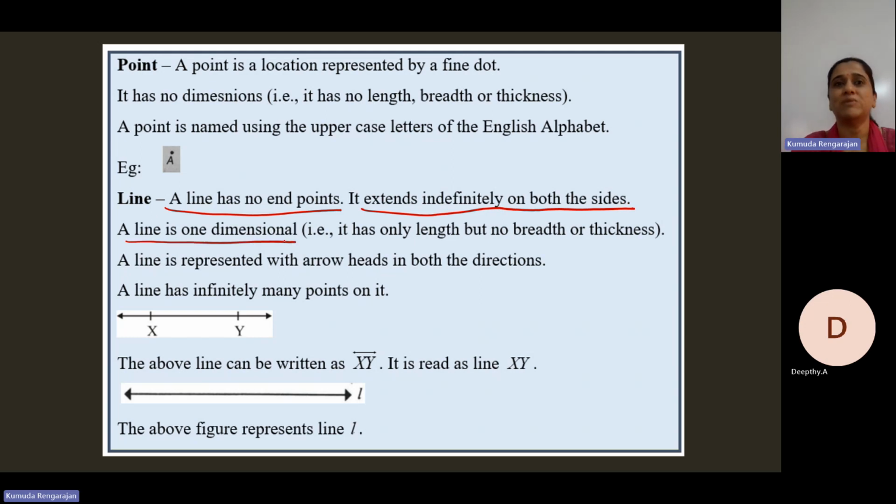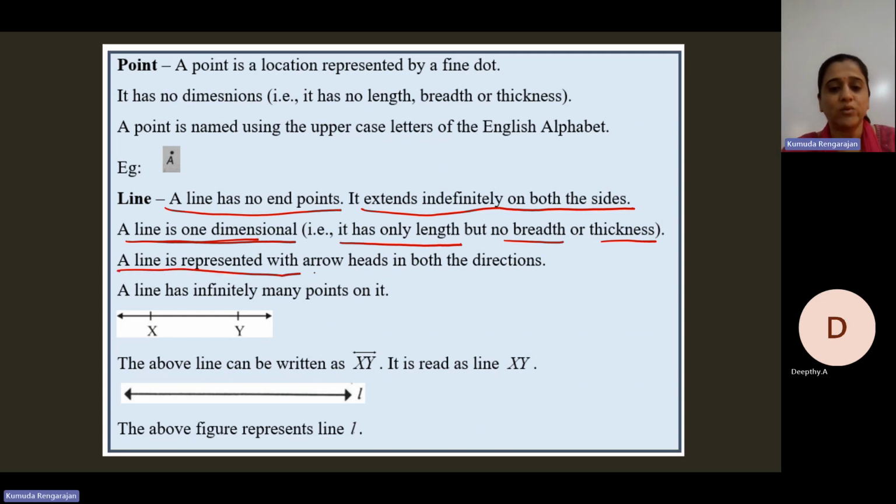A line is one-dimensional, meaning it has only length. You can measure the length of a line segment. You cannot measure the length of a line, but it has length. So it's one-dimensional. A line is one-dimensional. That is, it has only length, but no breadth or thickness.